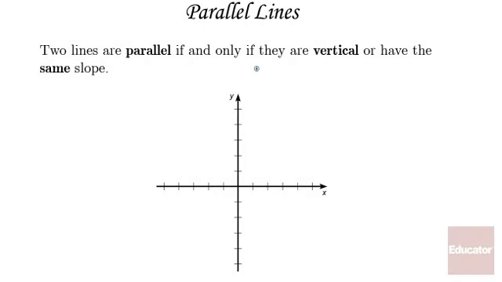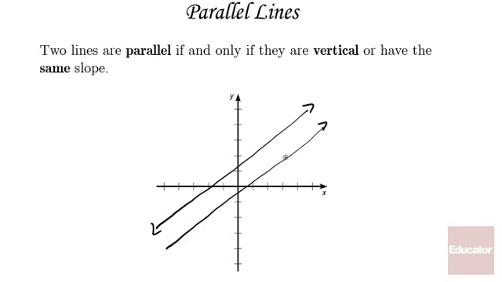Parallel lines. Two lines are parallel if and only if they are vertical or have the same slope. Let's first check out the case where the lines are not vertical, but they are still parallel. If I have two lines that are parallel, it's going to look like this. These are going to have the same slope. So if this is my line 1 and line 2, m1 will equal m2. The slopes will be equal, because the lines are changing at the same rate, so they never intersect.